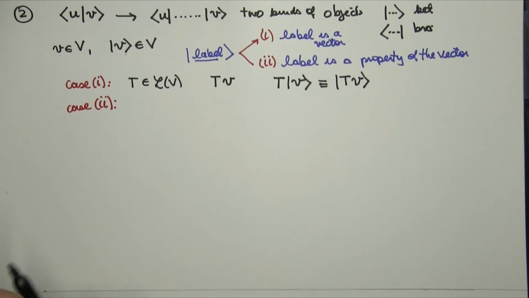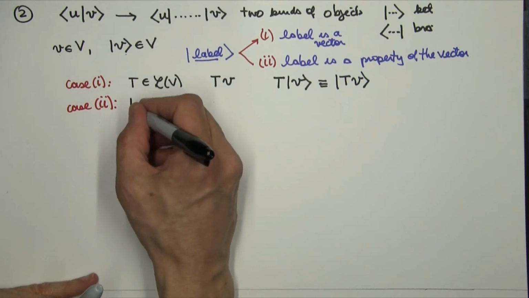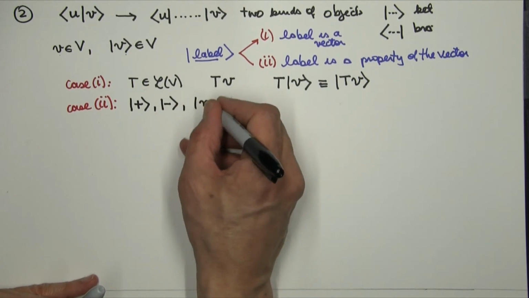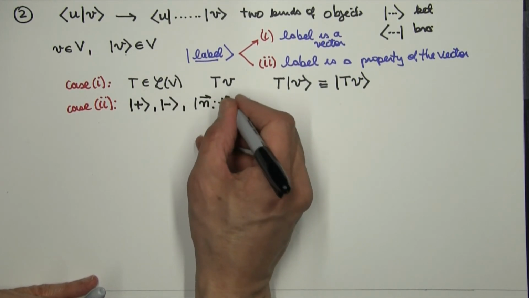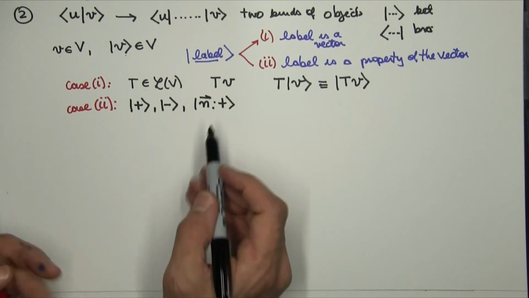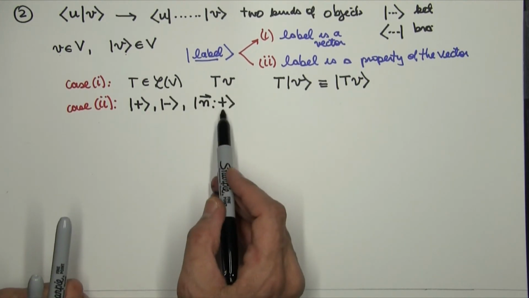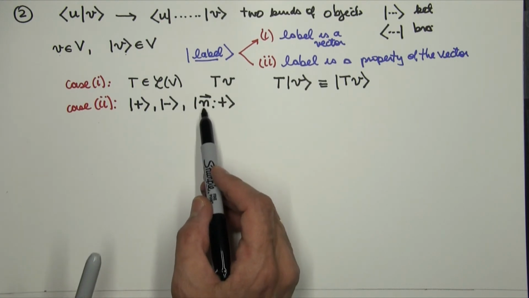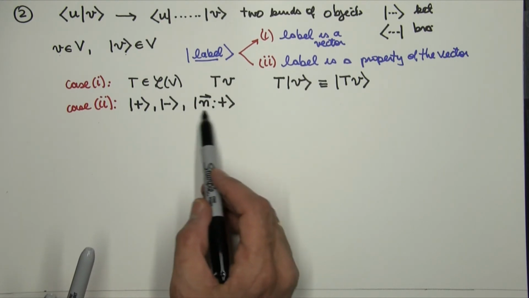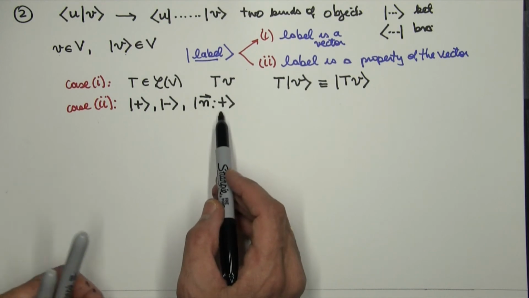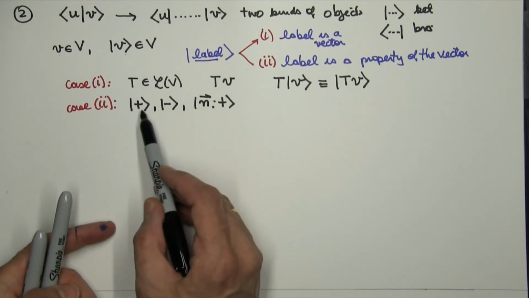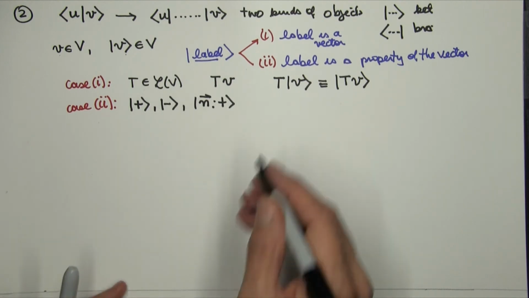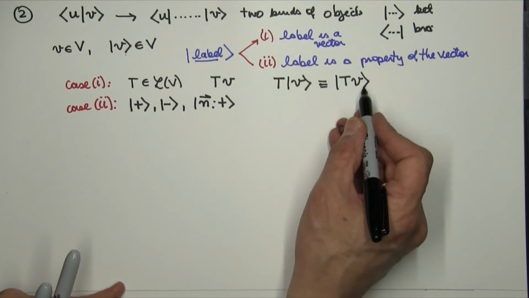A good example of this case is our spin states, which we call plus, minus, and even n vector plus. These labels have nothing to do with vectors. Plus or minus are signs, and n is a unit vector. They have nothing to do with the state you're representing in the vector space. Nevertheless, these things are states in the vector space. When you have such a thing, you cannot use this notation.